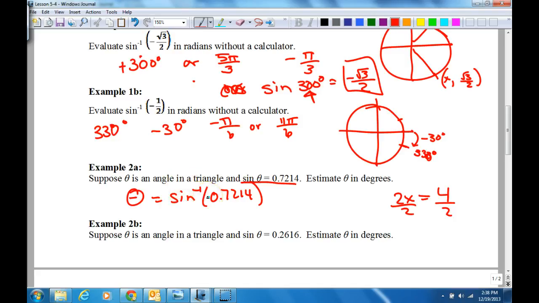Okay? So when you do that, you should get an estimate of 46.2 degrees.